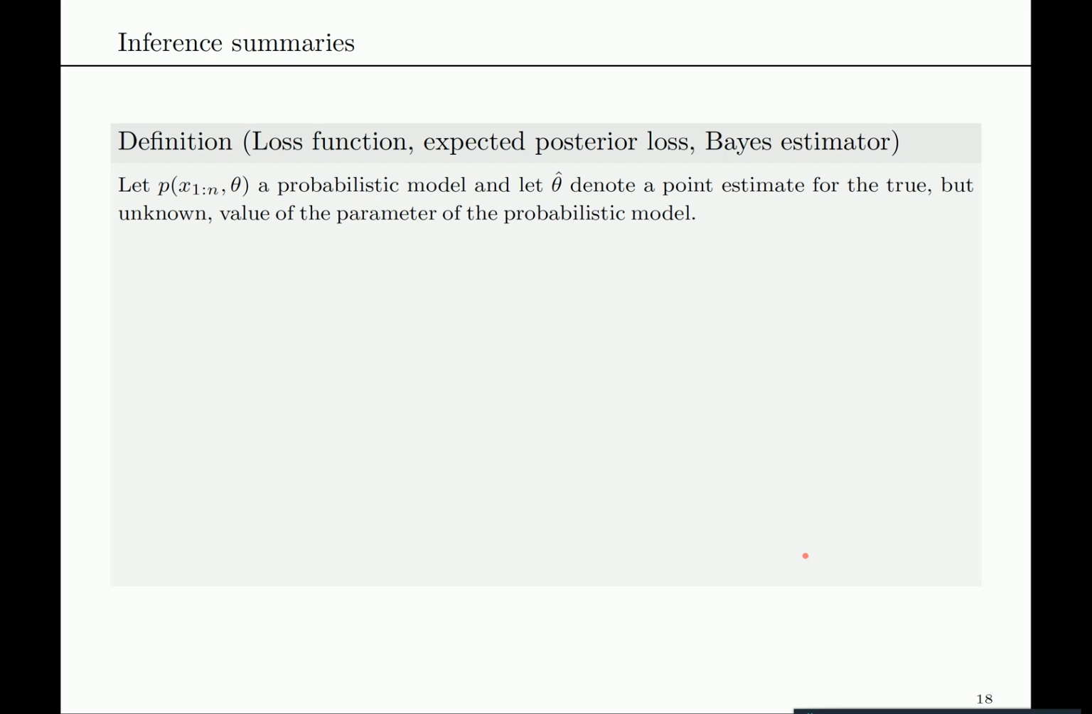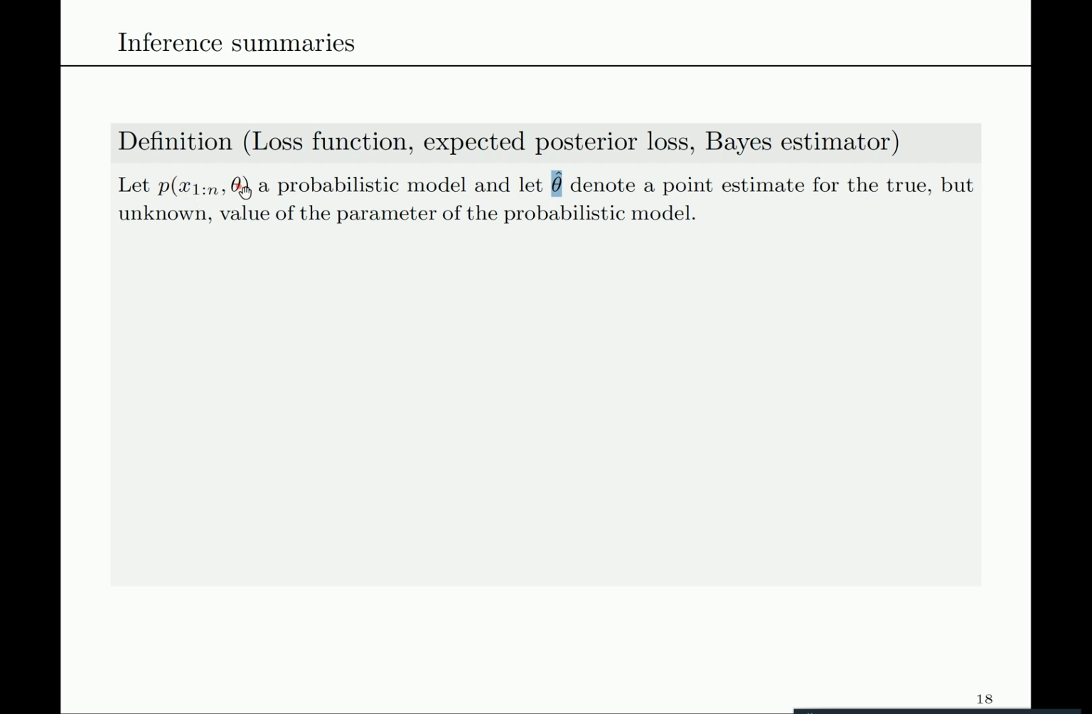So first the question is, what is a loss function and what is a Bayes estimator? So we're starting now always from a probabilistic model. So this is similar to the assumptions that we made earlier all the time, that we have a parametric statistical model with independent identically distributed data points. Now we always start with this joint distribution of a parameter and data points, a probabilistic model. And now we assume that we also have a point estimate for the true but unknown value of the parameter of the probabilistic model.